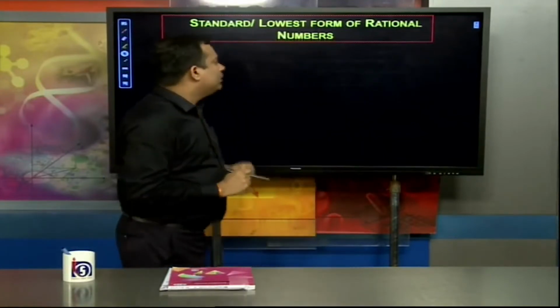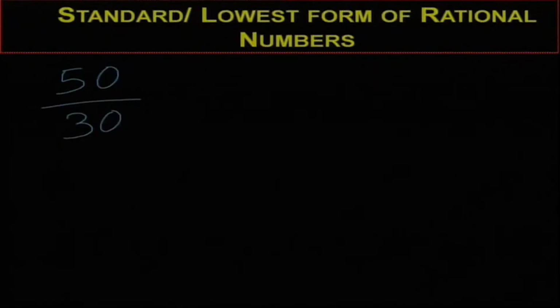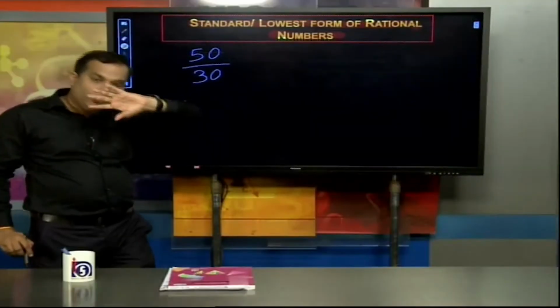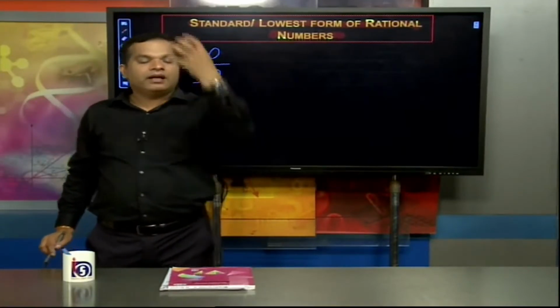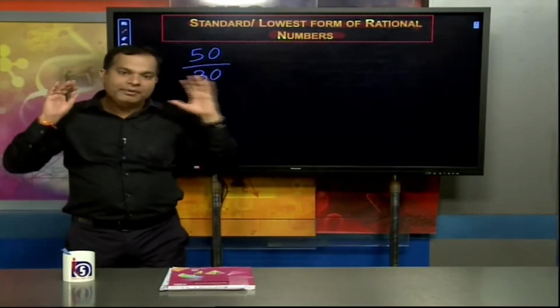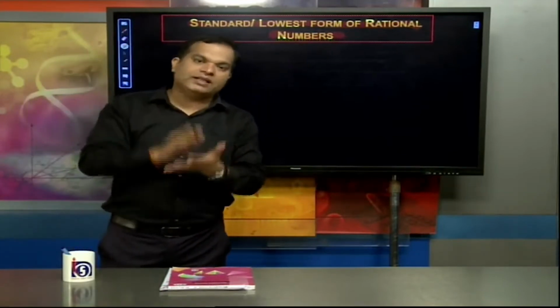For example, dear learners, I can write 50 by 30. It is a rational number. Are you getting it? When talking about the standard or lowest form of a rational number, very important: a rational number is always written in its standard form, or lowest form, in examinations and in our day-to-day life.